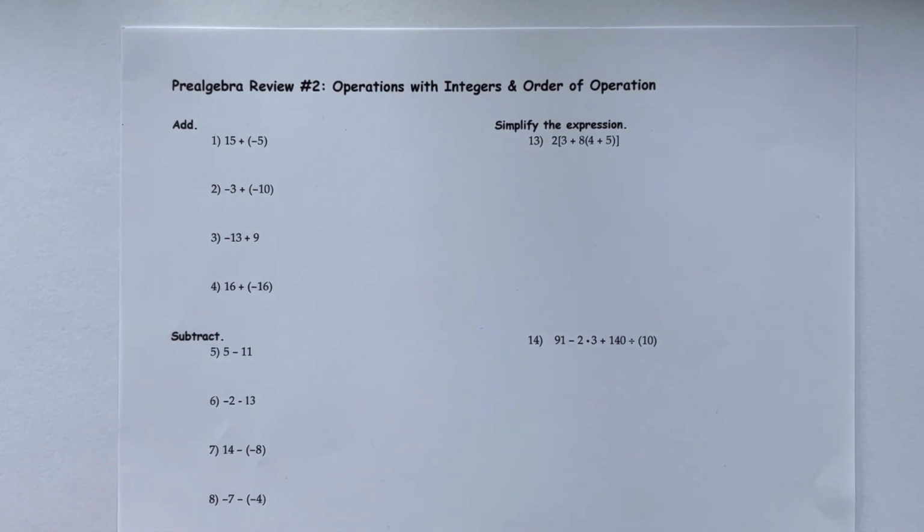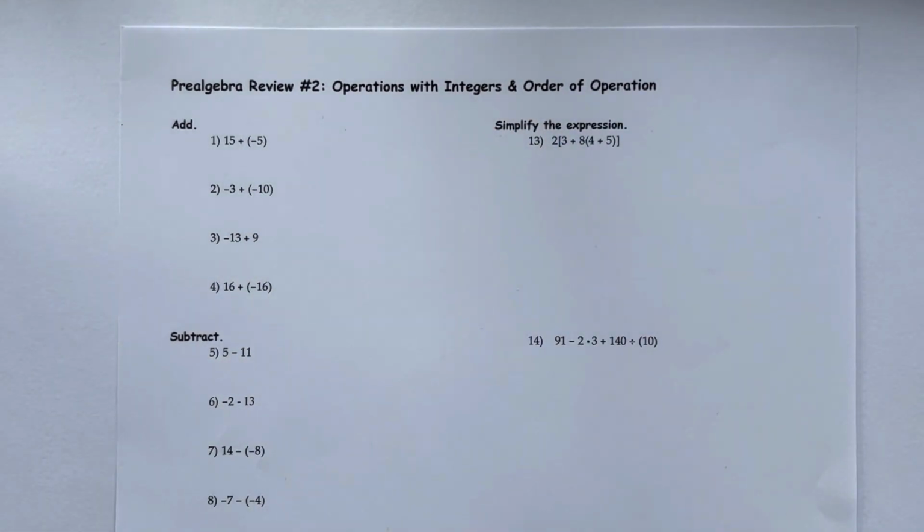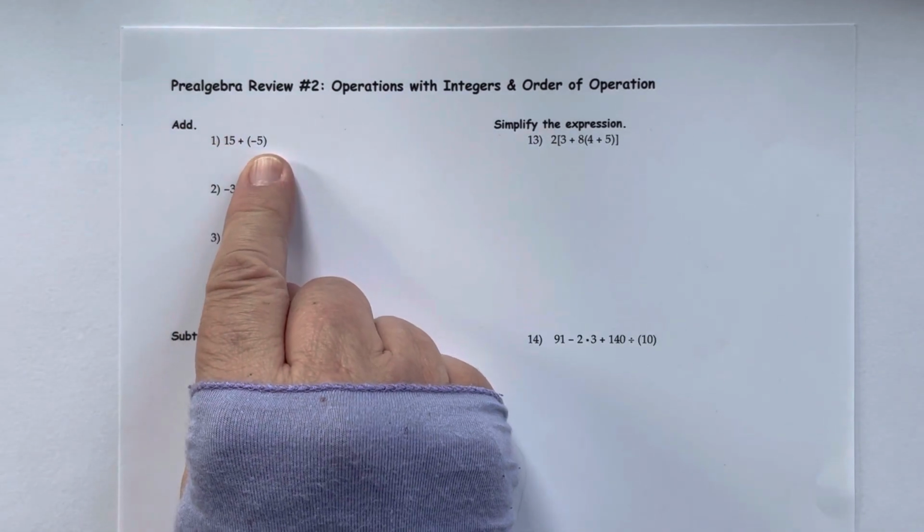You don't want to rely too heavily on the calculator because when you get to algebra and they throw in variables, you may not be permitted to use a calculator that is able to manage variables. So you have to understand the concepts of arithmetic, which is what we'll be going over today with integers and order of operations. So on this very first example, we have a positive 15 and a negative 5.